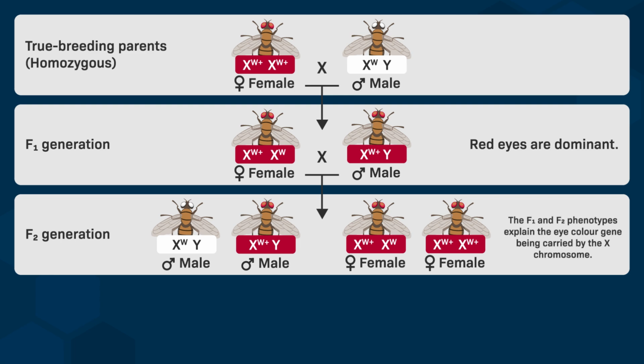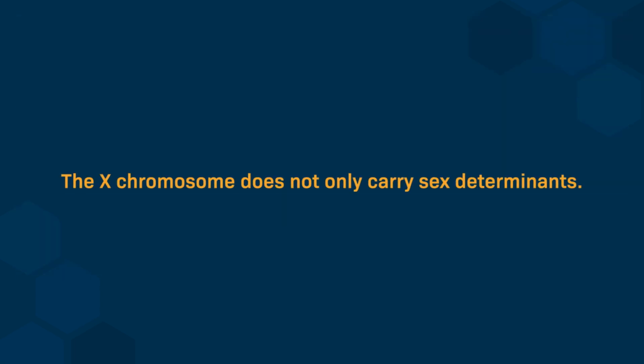The F1 and F2 phenotypes are explained by the fact that the gene responsible for eye color is carried only by the X chromosome. This experiment served as confirmation that the X chromosome does not only carry sex determinants, but can also carry traits that are associated with eye color. In other words, several genes must be carried by the X chromosome. This suggests that Mendel's second law is not universal.